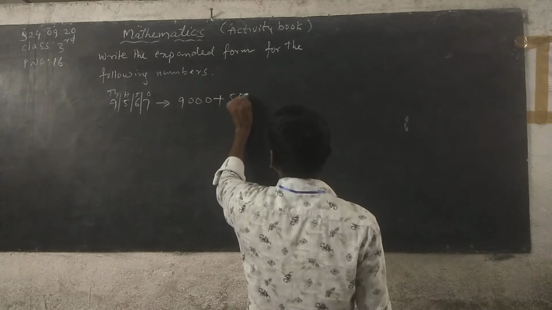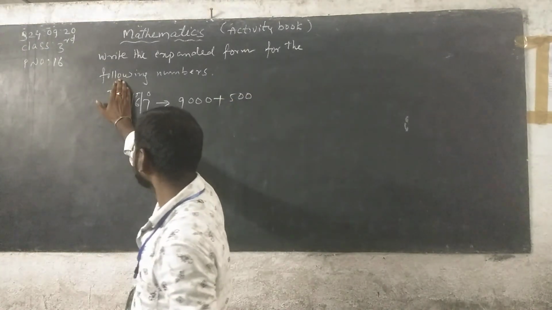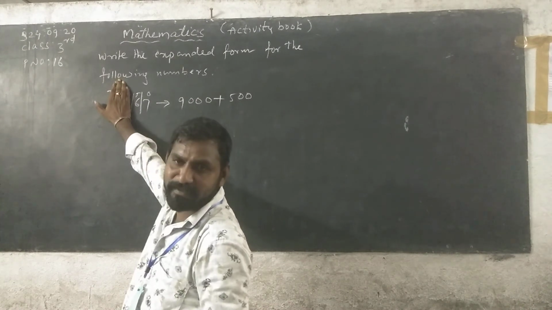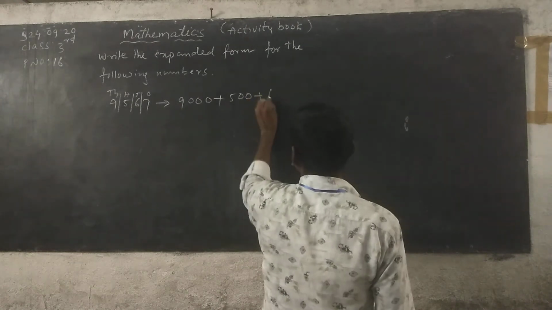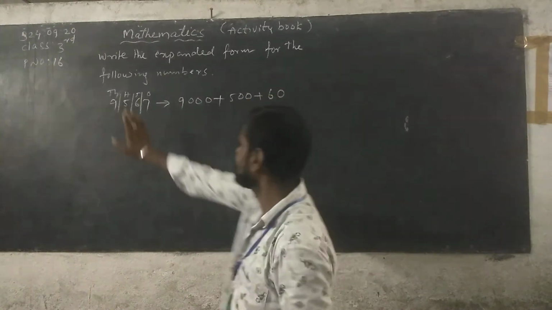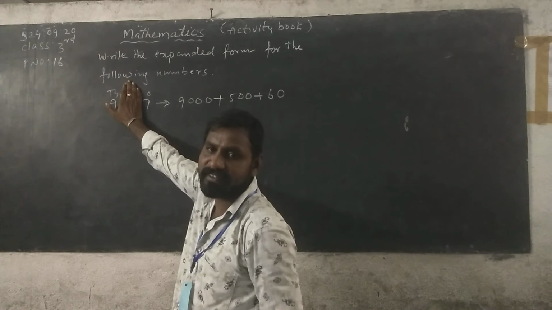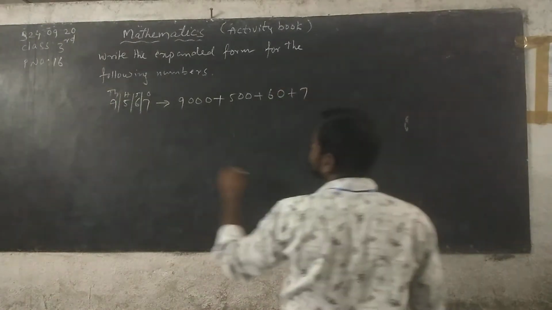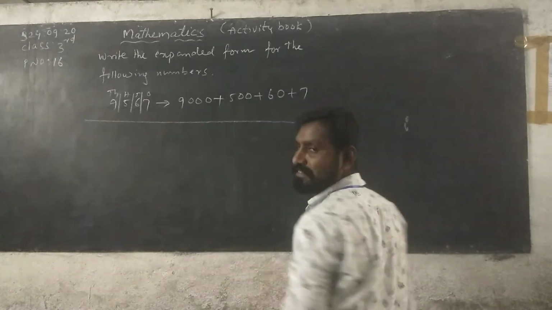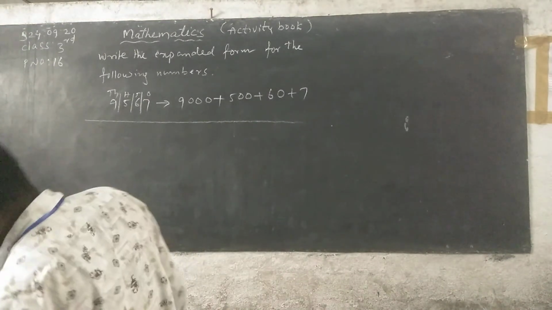5 after 2 zeros, 500. 2 digits means you write 2 zeros after 5. Next, 6 is in the tens place, 6 tens is 60. 6 after 1 zero, so 60. Next, plus 7. That's it. Very simple, no?